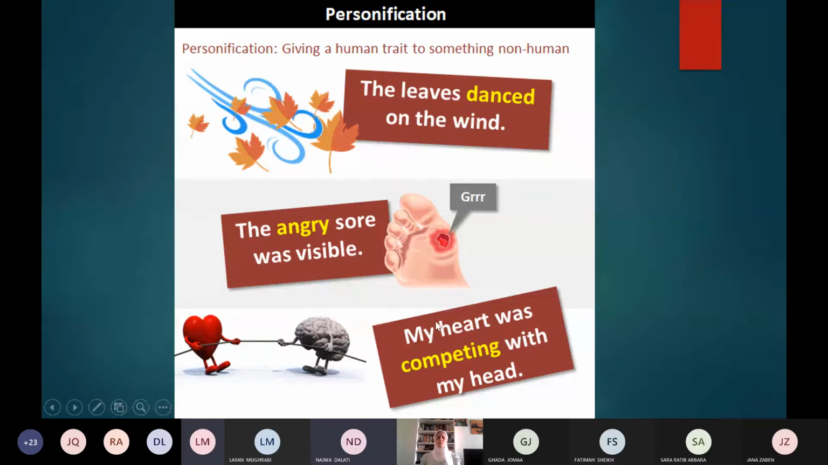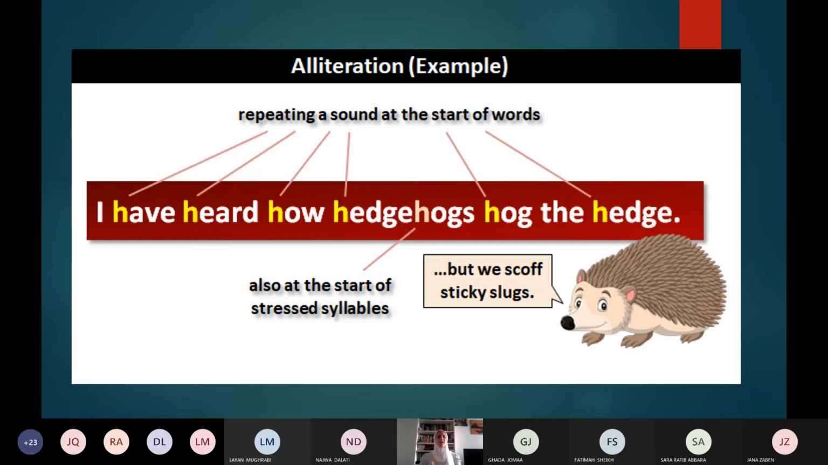No. No. My heart was competing with my head. Can a heart and a head compete together? No. Giving non-living or non-human things human traits is personification. Hyperbole, simile, metaphor, personification, and alliteration.